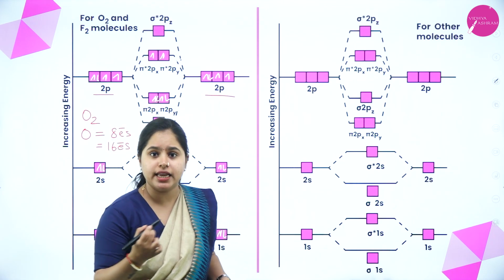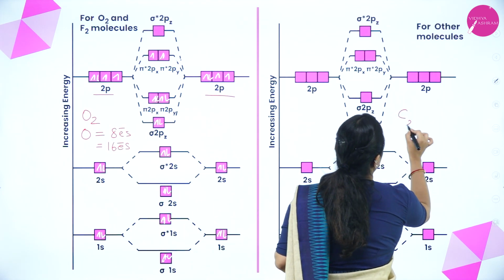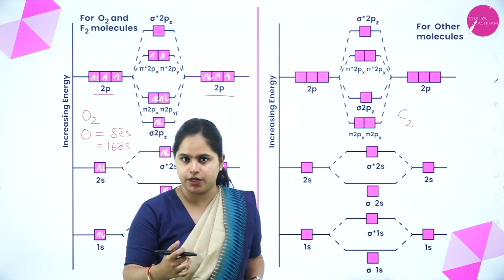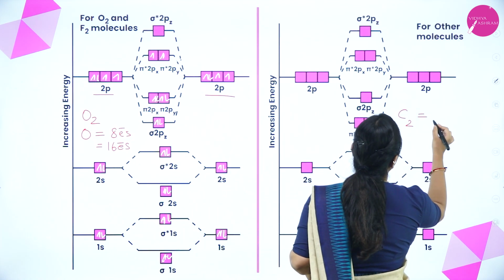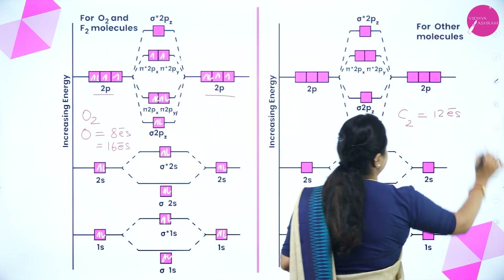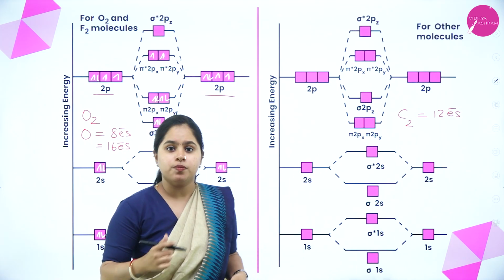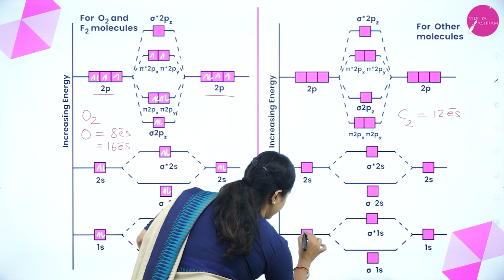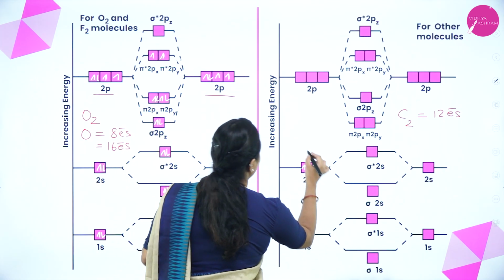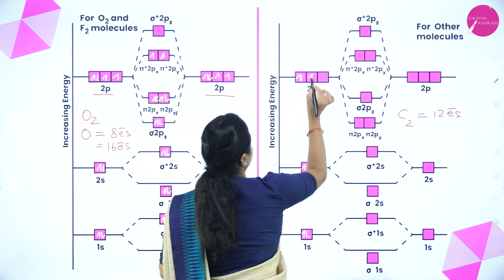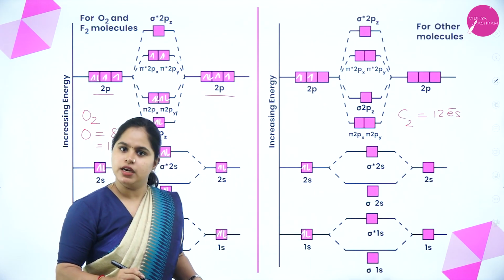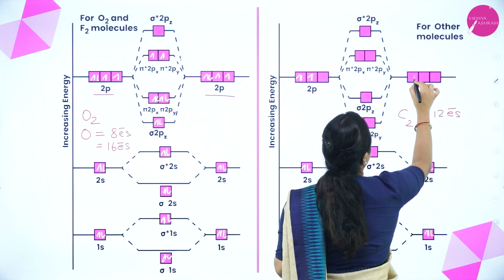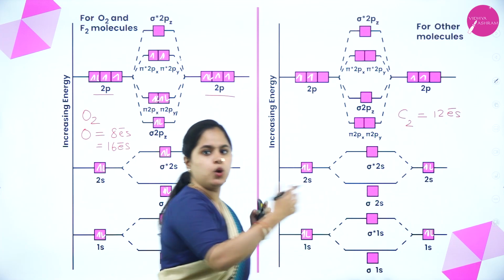Let's take the example of the C2 molecule in this case. We know that in a carbon atom, a total of 6 electrons are present. So in the carbon molecule, a total of 12 electrons will be present. In each carbon atom, 1s2, 2s2 and 2p2 is the electronic configuration of carbon. Here also it is 1s2, 2s2, 2p2 from the two carbon atoms.